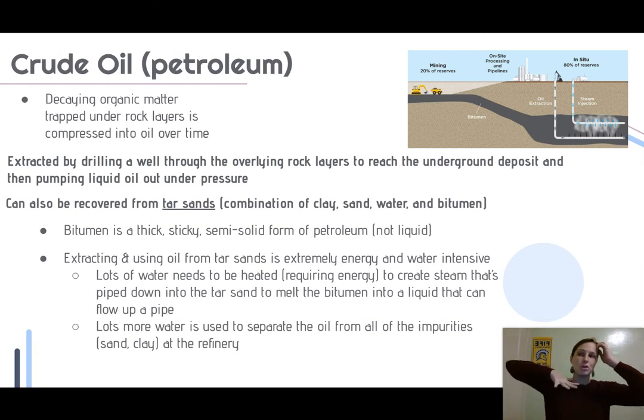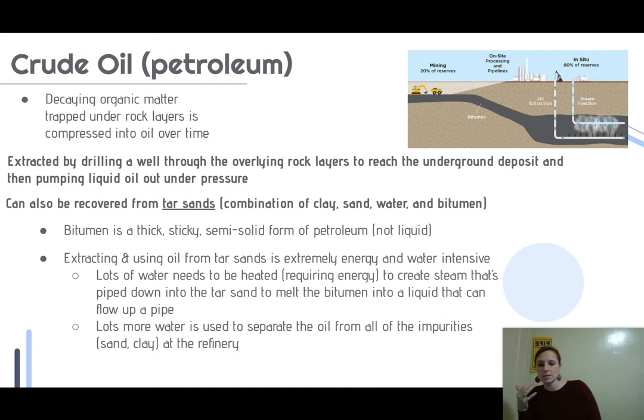So in order to get this bitumen into a usable form, it takes a lot of water and energy. So it is definitely more intense. You're going to get a lot more going into the environment to make this process happen. And so it's going to be extremely energy and water intensive. You need to heat a bunch of water, which requires energy, which again, usually this energy is formed from fossil fuels being burned. But either way, you use this water, it's heated to create steam.